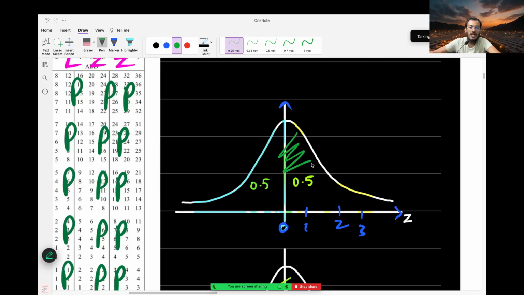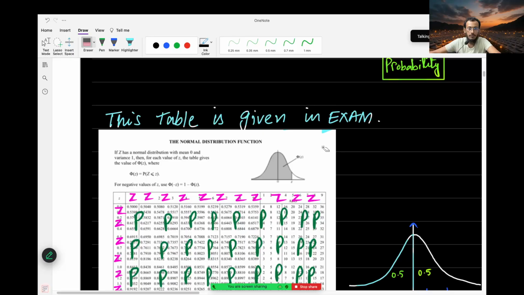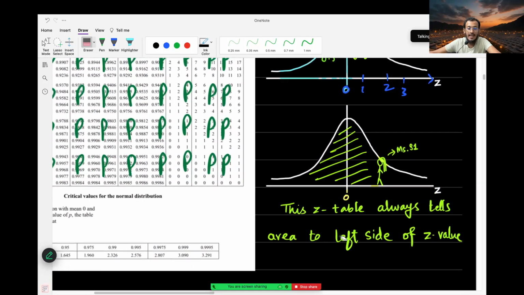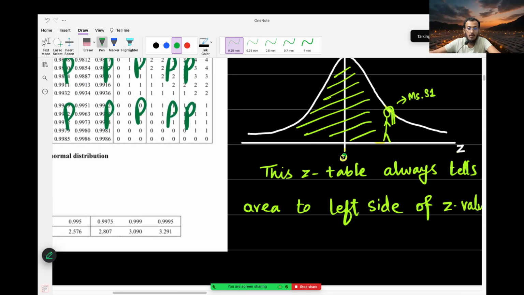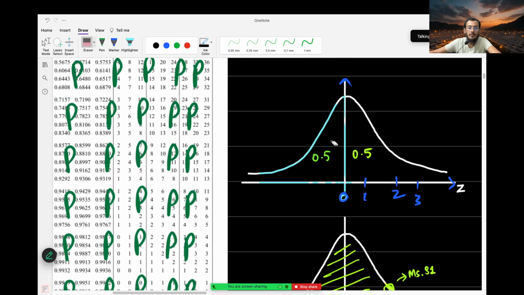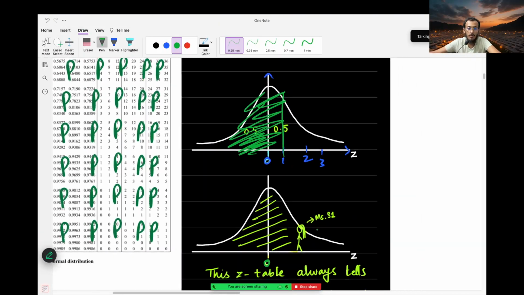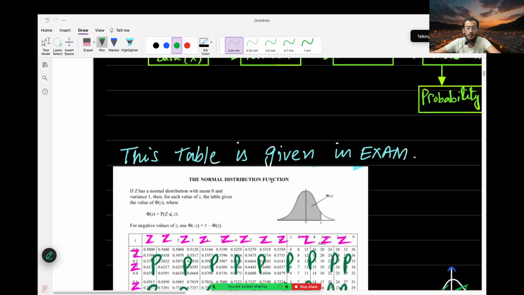We just know that the area under the graph represents probability, and this is what we will do. So this Z table always tells the area to the left side of the z value. For z equal to 0, what is the area to the left side of the graph? It is 0.5. For z equal to 1, what is the area to the left side of the graph? We will see in the table. So always make sure to remember this, and we'll see what that means.